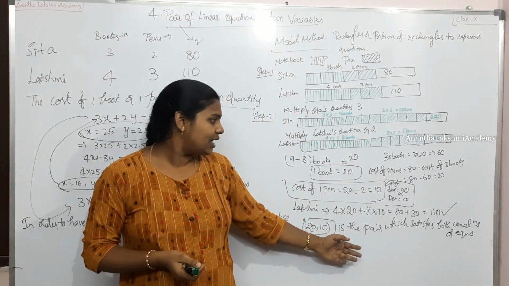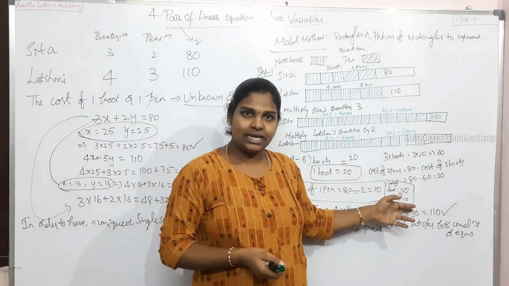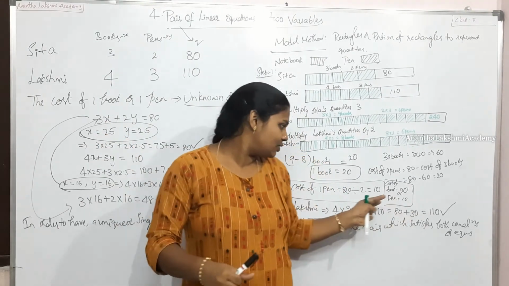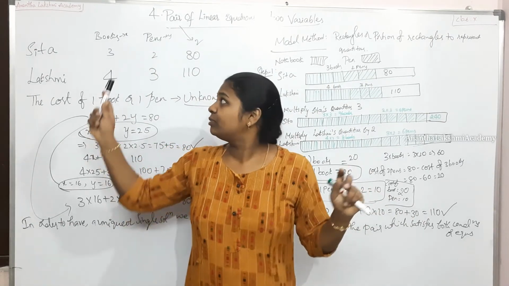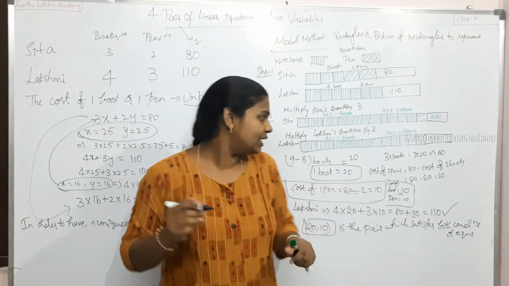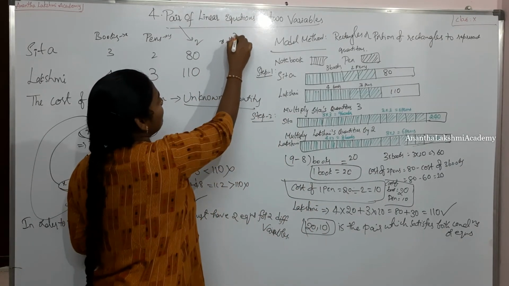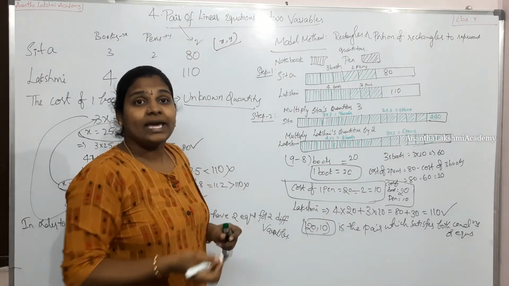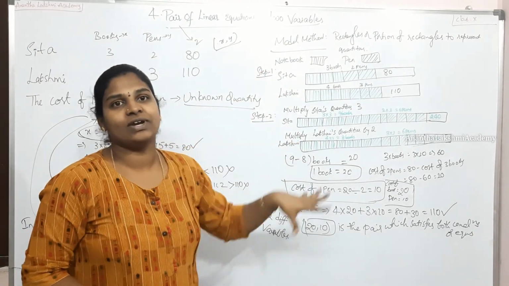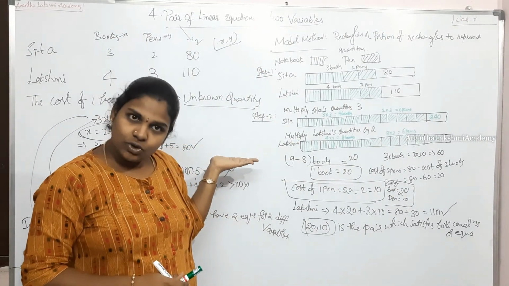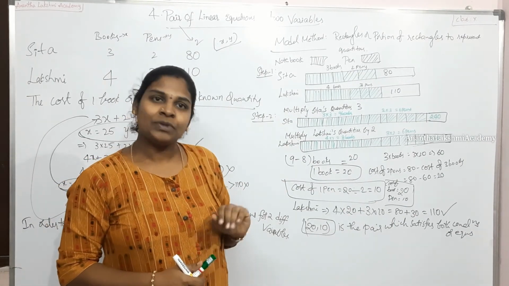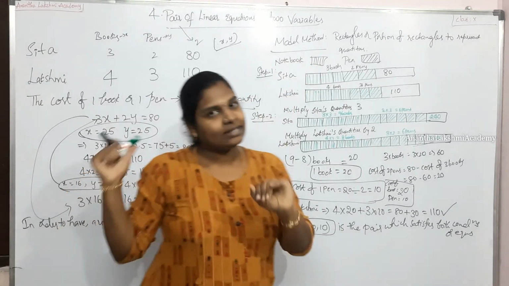All right, now that we got two different values, 20 comma 10. I told you that x is nothing but a notebook and y is nothing but pens. The value of the ordered pair x comma y which satisfies both the equations is known as the solution. What is it? The solution for the pair of linear equations. Alright, that is about the model method and the introduction for us.